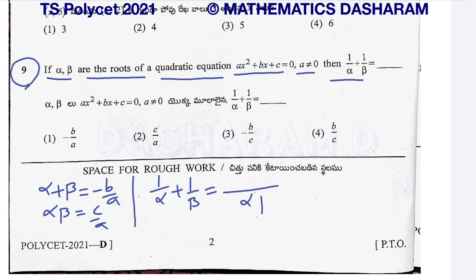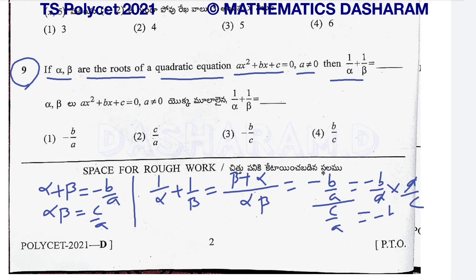Let's take the LCM, alpha into beta, then here beta plus alpha. So beta plus alpha, alpha plus beta, both are same. So minus b by a divided by c by a. So minus b by a into a by c, a cancels, minus b by c. So option 3 is correct.